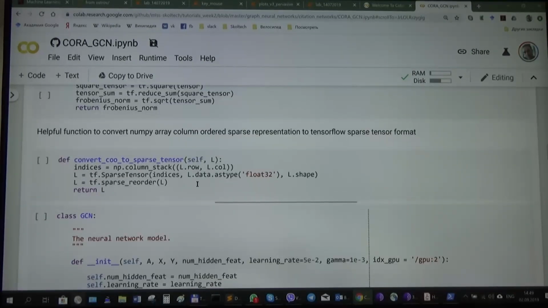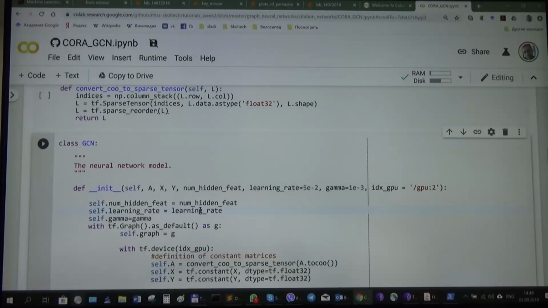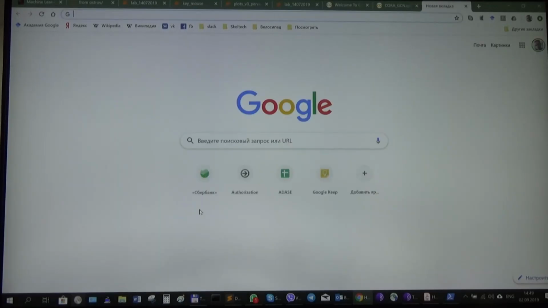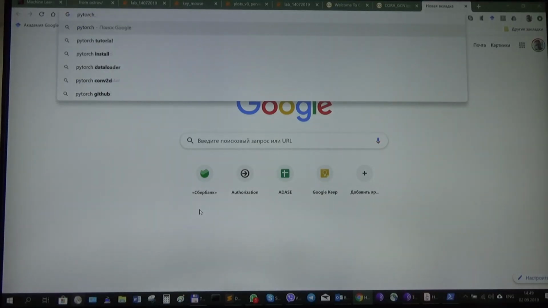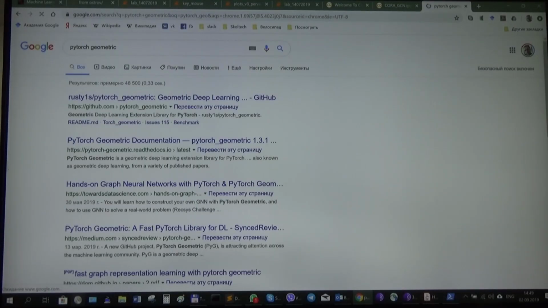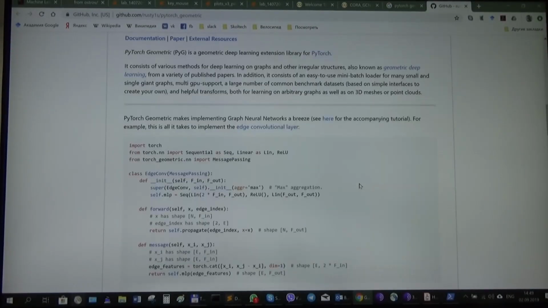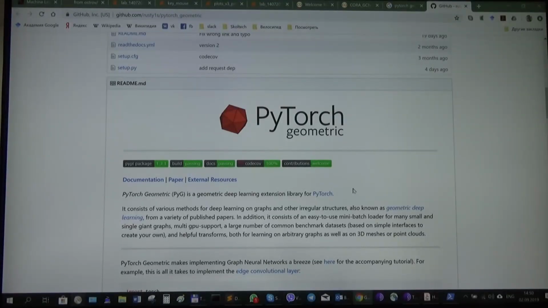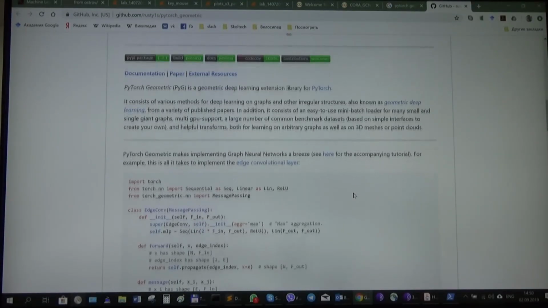So the implementation, unfortunately, is in TensorFlow, not my favorite framework. If you're going to take away anything from this tutorial, it is that if you want to do something with neural networks on graphs, it is better to use PyTorch and specifically PyTorch Geometric. This is a framework developed by a PhD student in Germany, and it's really good. It's much better than the things I'm going to show you right now.